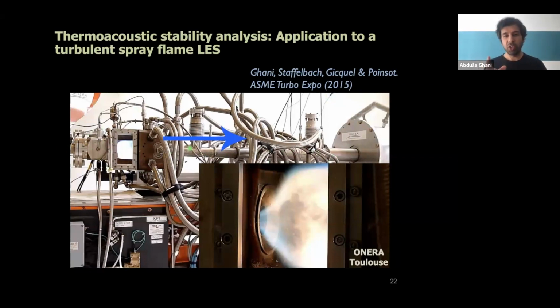I will launch the video in a second, but please pay attention that with time, the combustion chamber length, the outlet tube length, will be increased. This is indicated by this blue arrow. With the increase of this outlet tube, the stability of the system will change, and you will hear, in the middle of the video, that there is a switch in the sound that you hear.